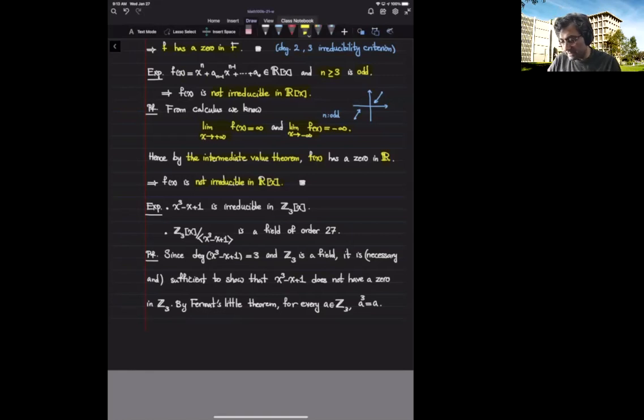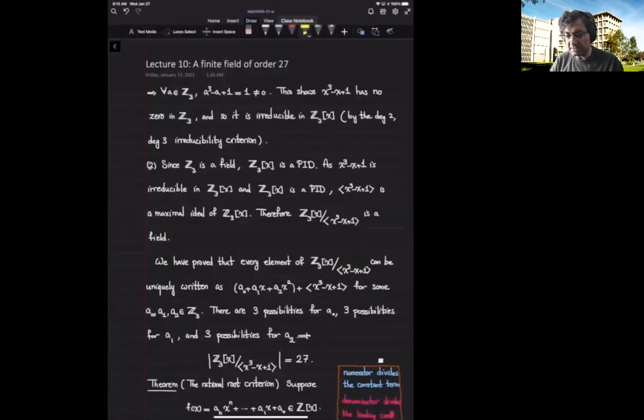Okay, so again, this is a degree 3 polynomial, and Z_3 is a field. So we can use the irreducibility criterion and then just focus on showing that it does not have a 0 in Z_3. Then by Fermat's little theorem, we have that a to the power 3 is a for every element of this field. From here, we deduce that this polynomial indeed does not have a 0. And this finishes the proof of the first part. So it is irreducible inside this ring.